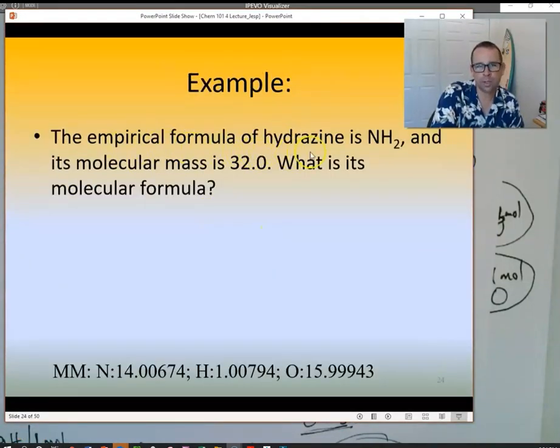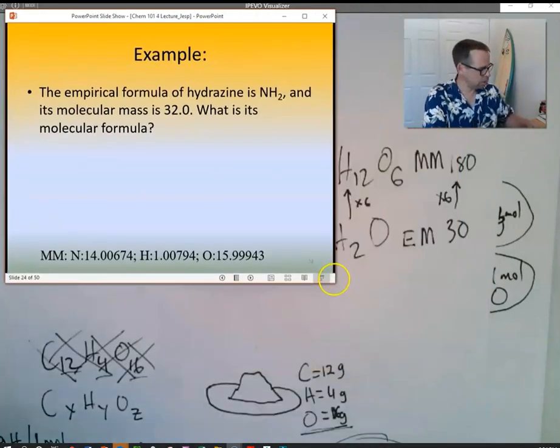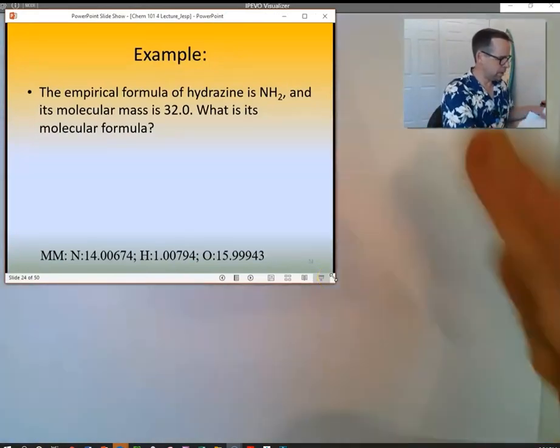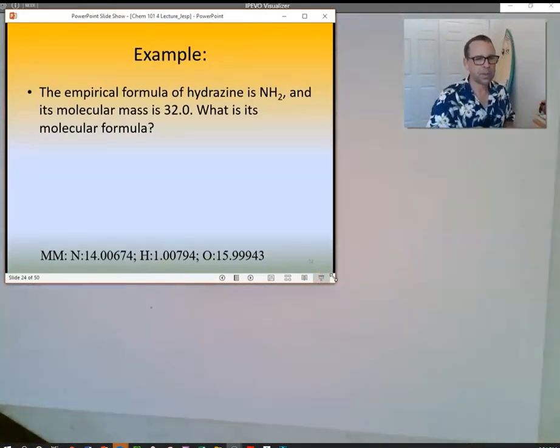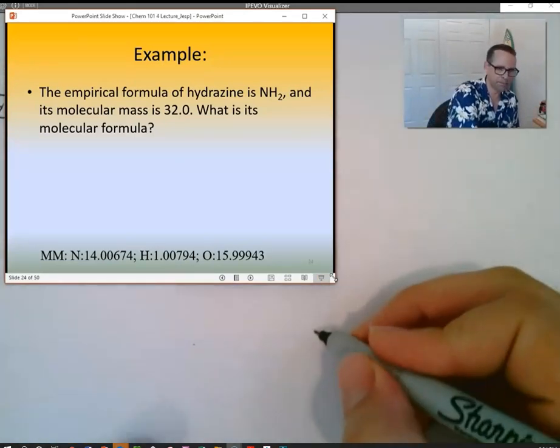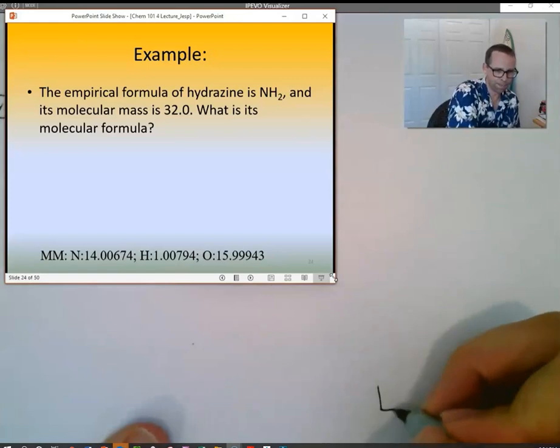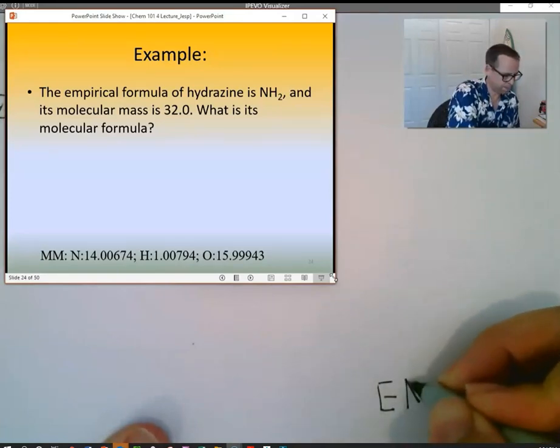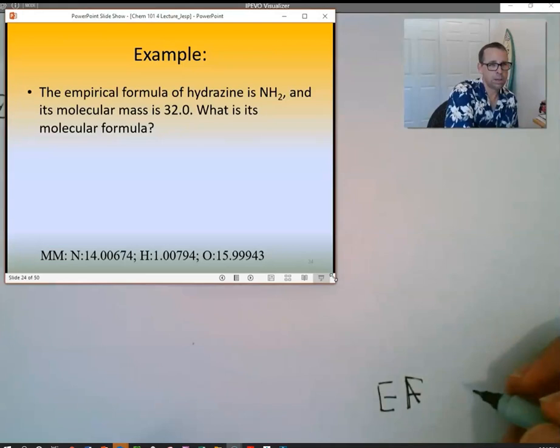Okay, so this question says that I have a compound named hydrazine. Its empirical formula is NH2. Its molecular mass is 32, and what I'm looking for here is the molecular formula. So I know its molar mass. All right, let's get a new piece of paper here. I know the molar mass is 32, and I know the empirical formula is NH2. All right. Is there any way I can get the empirical mass?